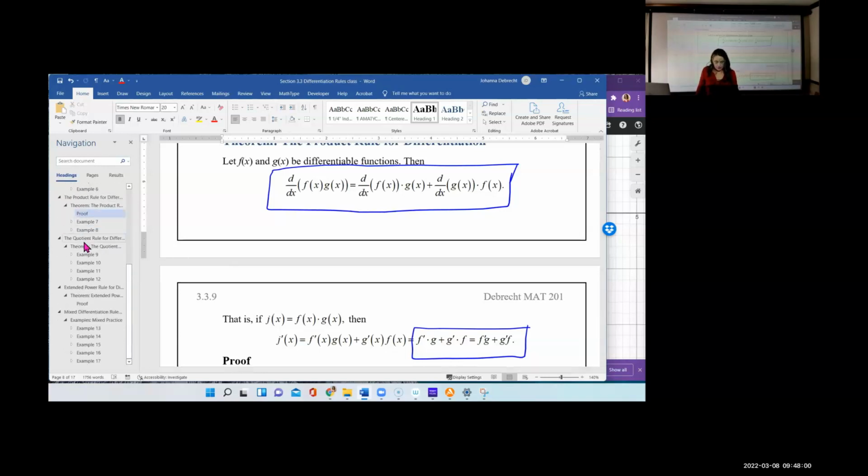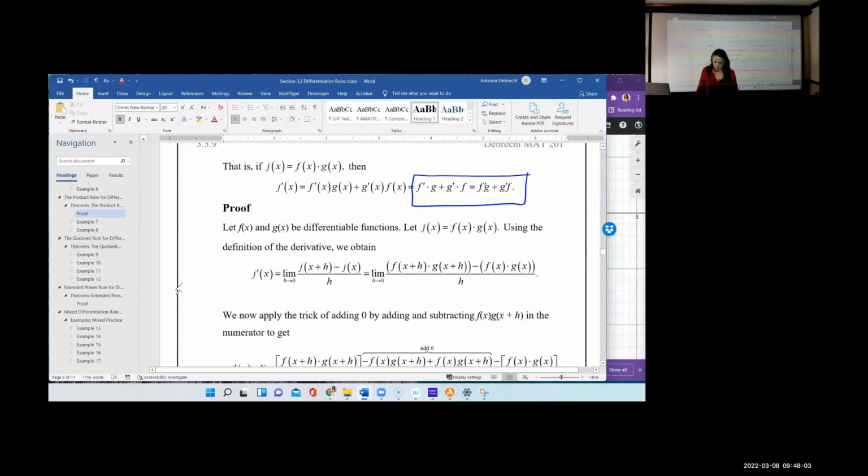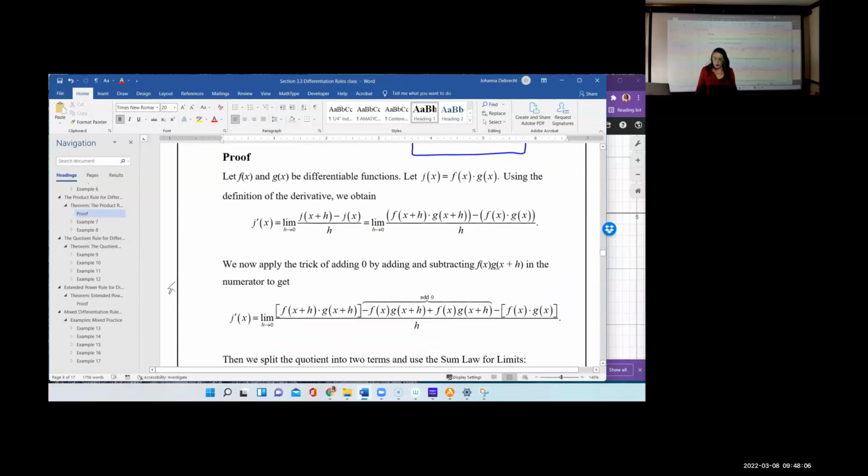Let's see why this is true. So we'll go through this particular proof. All right, we're going to start with a function j. j is going to be the product of f and g. And we're going to use the limit as h goes to 0 of the difference quotient again, since that is the formal definition of the derivative. So j of x plus h minus j of x. j by definition is f times g. So we get f of x plus h times g of x plus h to replace j of x plus h. Minus j of x becomes minus f times g.